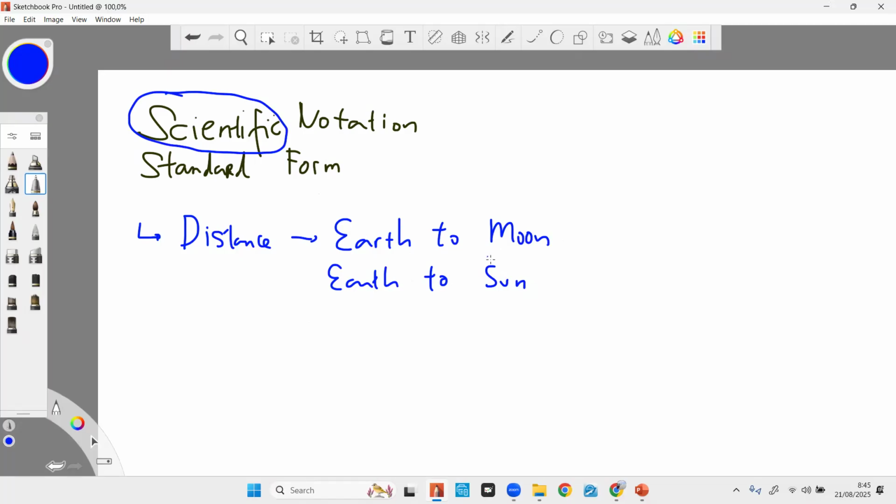About the distance, can you imagine how many kilometers the distance from Earth to Moon is? Is it 100 kilometers? No, it is way bigger than what you can think, right? As a fact, from Earth to Moon is about, for example, 300 million meters, rounded to one significant figure. It's not an exact number, of course. And Earth to Sun is way bigger than this, much bigger.